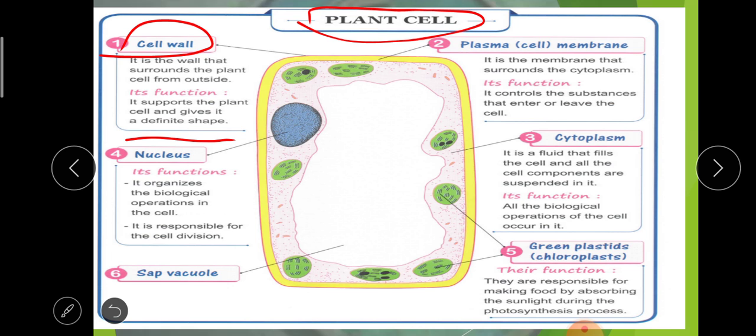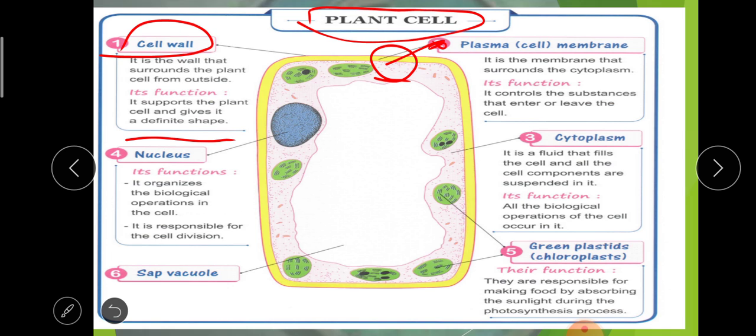After a cell wall, there is a plasma membrane. It is like the gardener of the cell. It controls the substances that enter or leave the cell. Substances like oxygen, carbon dioxide, waste, food, all of that. The cell membrane or plasma membrane controls the substances that enter or leave the cell. It is like the gardener of the cell.